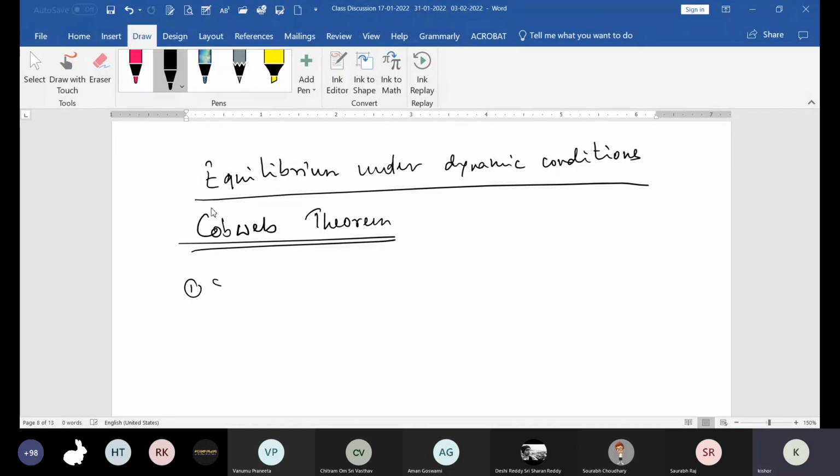First one is a stable equilibrium, under your dynamic condition. So and so, I am going to discuss one by one, do not worry. But before that, let me tell you certain things.